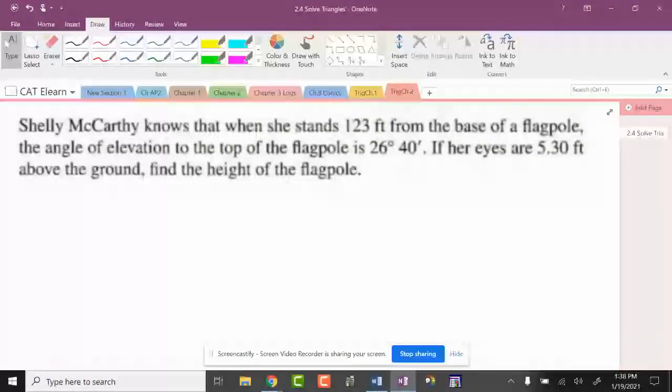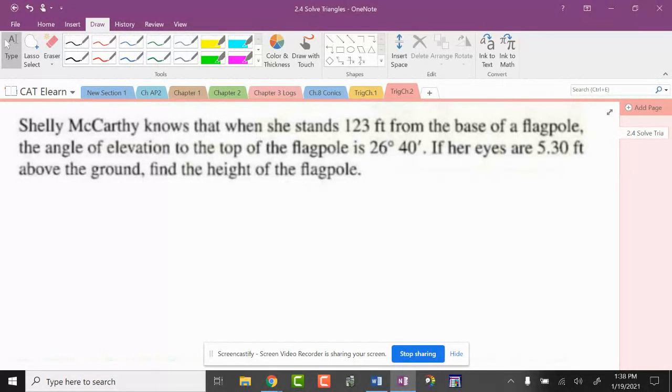All right. Shelley McCarthy, I love this book. It's always very specific with the last names. Shelley knows that when she stands 123 feet from the base of a flagpole. So the ability to read that, and what is that marking on our drawing, is very important. The angle of elevation to the top of the flagpole is, but then they make a point. If her eyes are 5, what they're making a point of here is that's where the angle of elevation starts from. It starts from her looking.